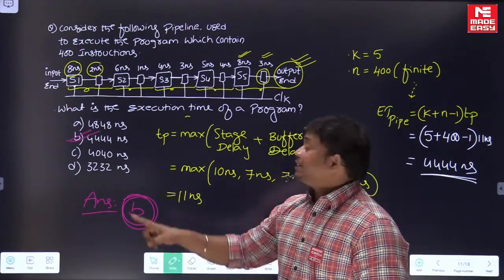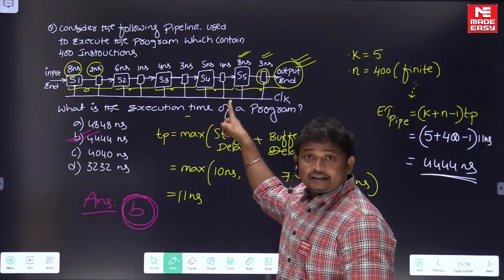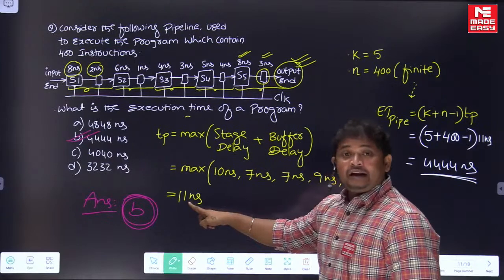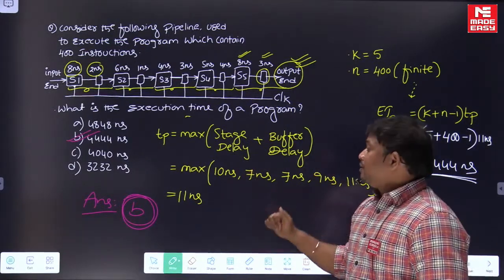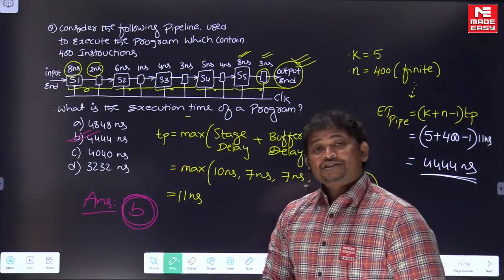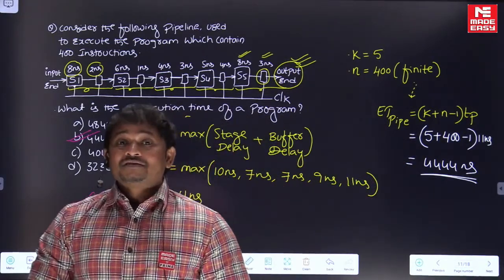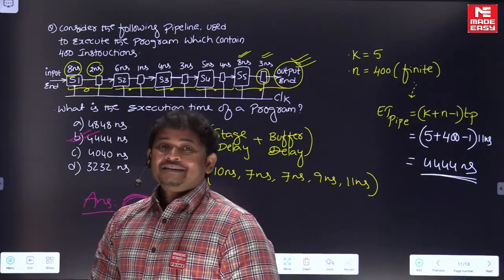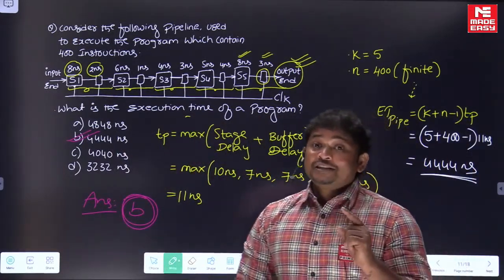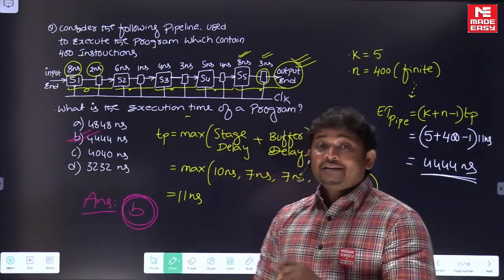But the correct interpretation is this. In this interpretation, TP becomes 11 nanoseconds. Answer becomes 4444 nanoseconds. Answer is B. I hope you understand. Is it clear, my dear students? Very good. Now go to the next question. I want to see the correct answer. Okay? Go to the next question.